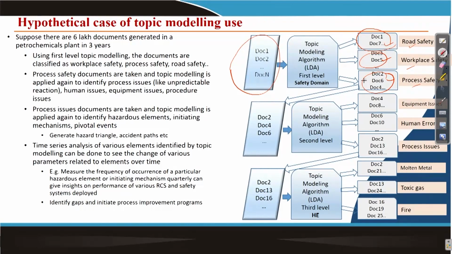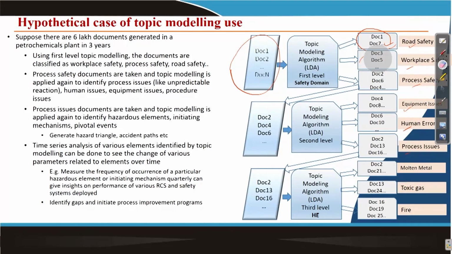Then you take only the process safety documents and do topic modeling again. You may find further topics like equipment issues, human issues, process issues. You may ask whether you can do this at the first level. No, because of the nature of the documents, as they are all safety related documents coming from different sectors. So this kind of hierarchical clustering is important.